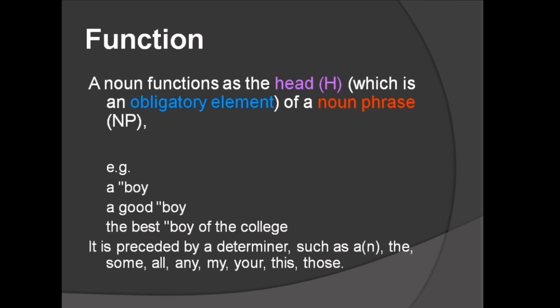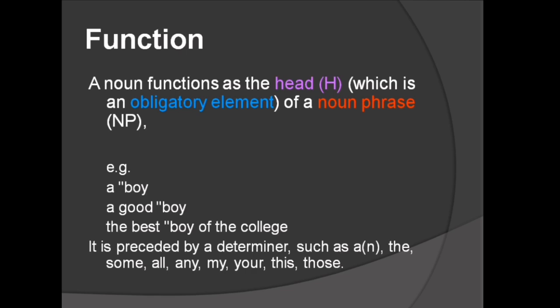So it is the most important function of a noun that it functions as the head, and it is an obligatory element in the noun phrase. Obligatory in the sense it is compulsory. Without the presence of a noun, no noun phrase in the world is going to be framed. And that's why this is the very important, very primary, very significant function of a noun, that it works as a head in the noun phrase.